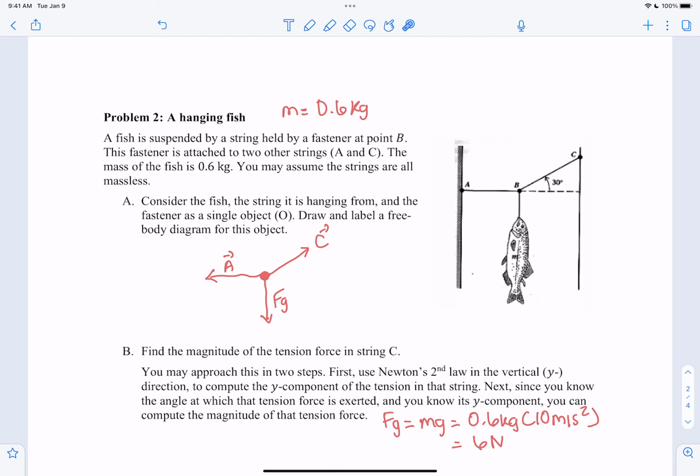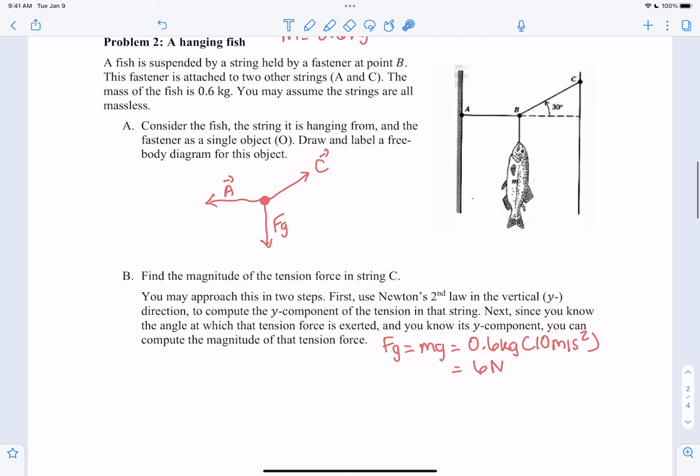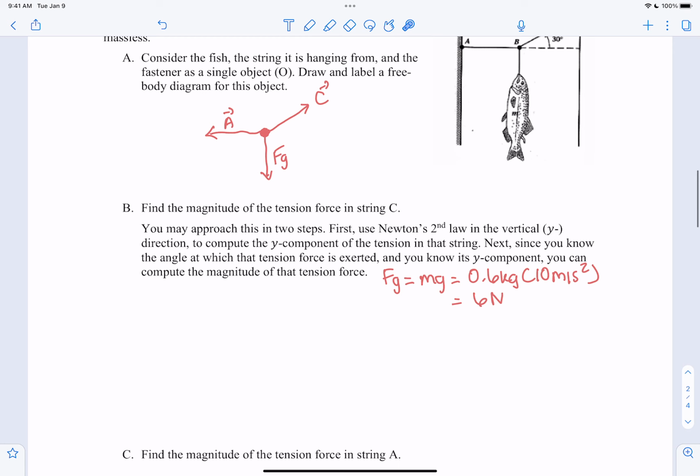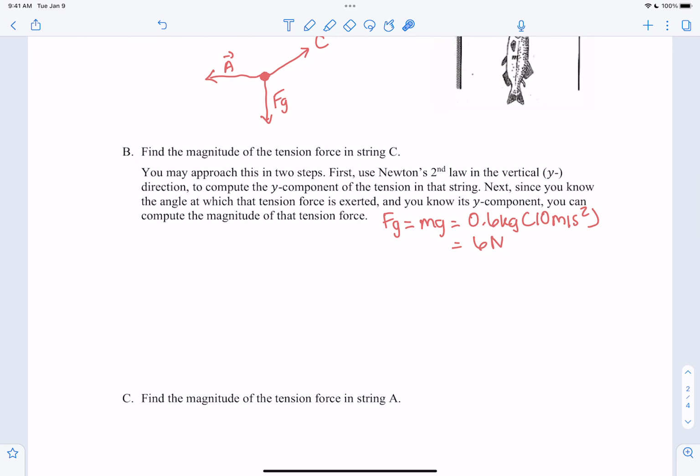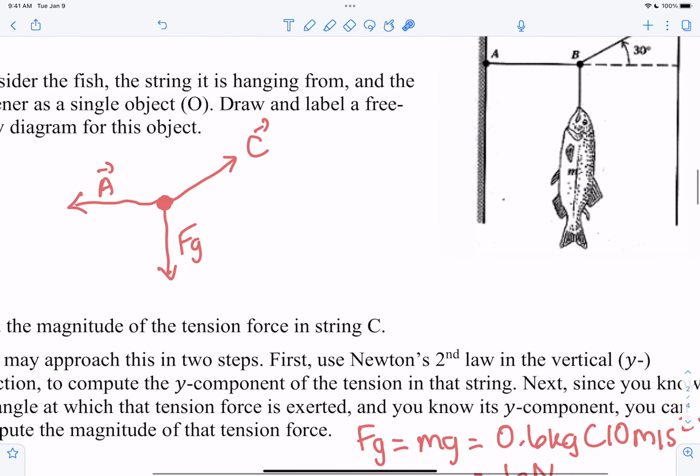Based on the context of the problem, we know that this fish is being held or suspended stationary, so there's no movement at all, in neither the y direction nor the x direction. So we have this Fg, and then we also have this Cy component, the y component of the tension force of C. So what can we do to figure out this C force here?